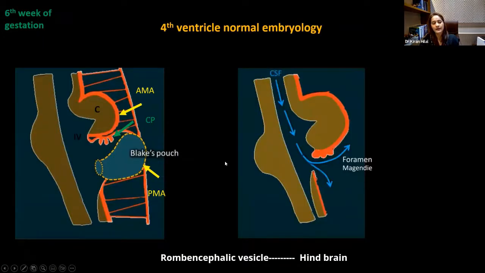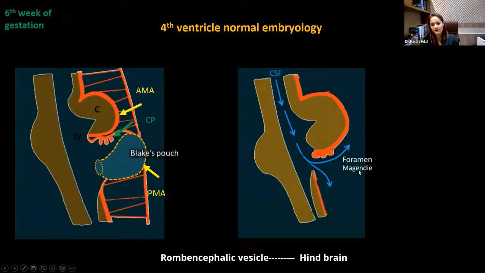So what happened at the end of the 7 weeks of gestation? The anterior membranous area starts fusing or merging with the neural crest cells and starts forming your cerebellum and the vermis. And your posterior membranous area, which is below the choroid plexus, starts merging with the rest of the neural cells and starts distending. Initially, before getting the fusion and disappearing, it starts getting distension, and this black pouch appears. This black pouch is a normal CSF-containing pouch.